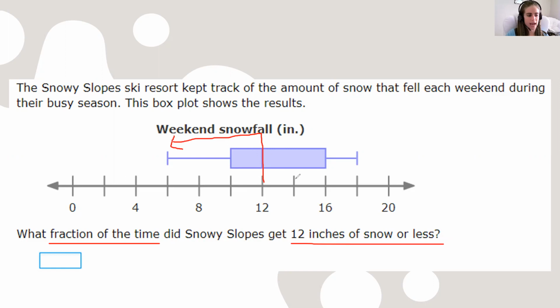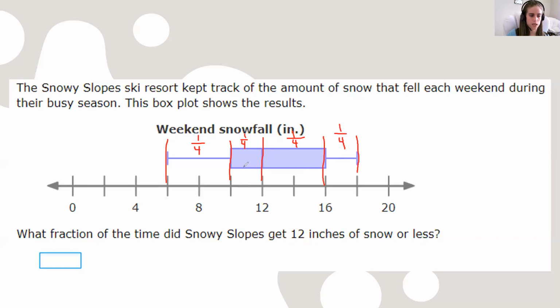When we look at our box plot, it is broken up into 4 sections. We have from our minimum to our lower quartile, that's considered one section. Then our lower quartile to our median is another section. The median to the upper quartile is another section. And then the upper quartile to the maximum is your last section. So we are split up into 4 different pieces.